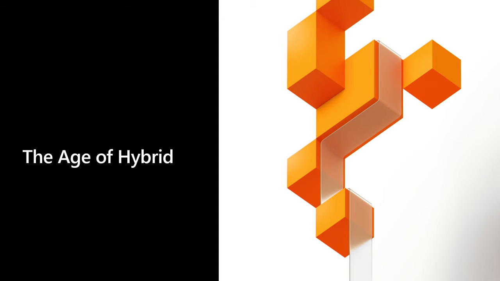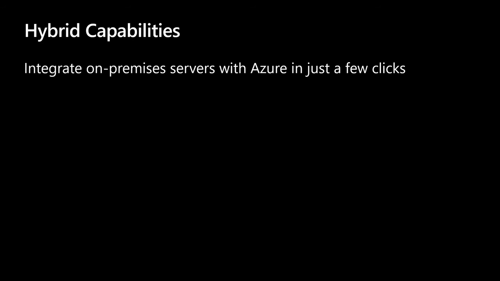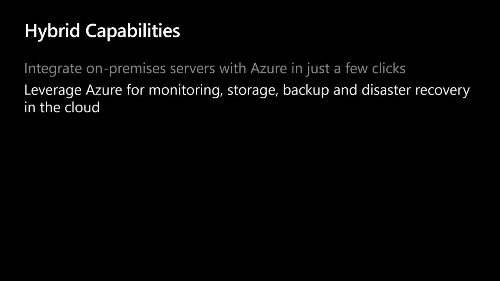The age of hybrid. We have a lot of hybrid services now. A lot of people are wanting hybrid. I want stuff on premises, but I want to be able to utilize some of the services within Azure to do a lot of stuff. So some of the capabilities that you can have, you can integrate on-premises servers with Azure in just a few clicks. And this is using Windows Admin Center. A lot of this stuff is in Admin Center now.